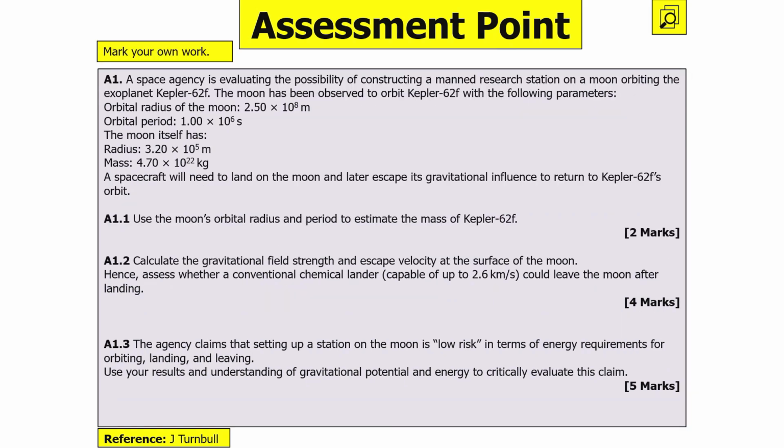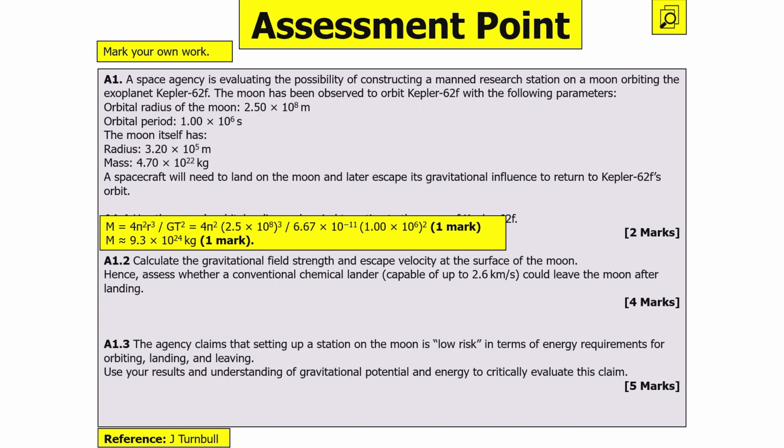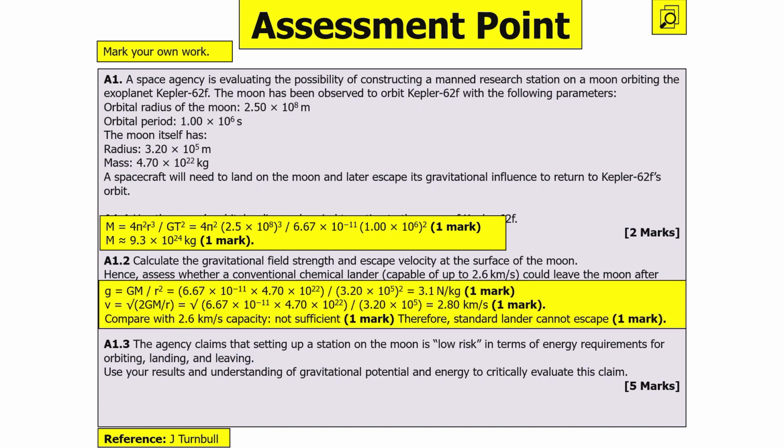Right, in our first one we know M is equal to 4π²r³ over GT². We pop in all the numbers given to us in the question and we can work it out to be 9.3 × 10^24 kilograms. Next one. We know g equals GM over r² to work out the gravitational field strength. So we can work it out when we pop in all the values to be 3.1 newtons per kilogram.